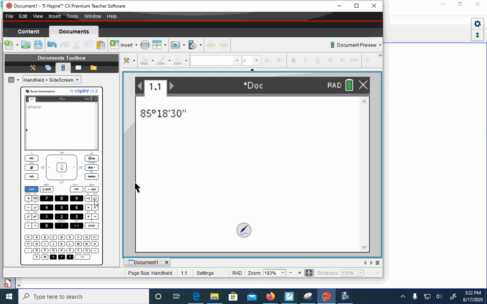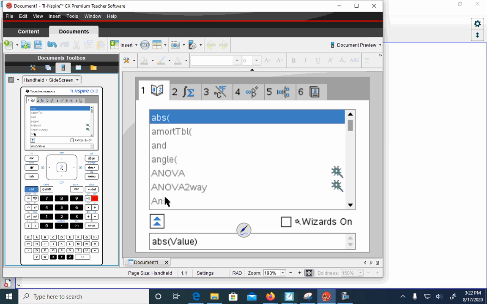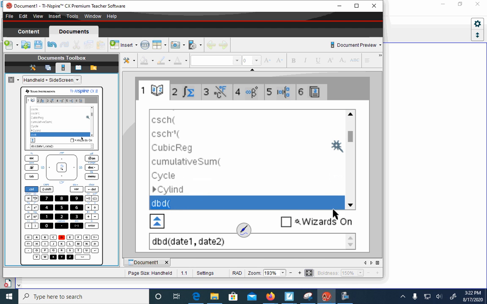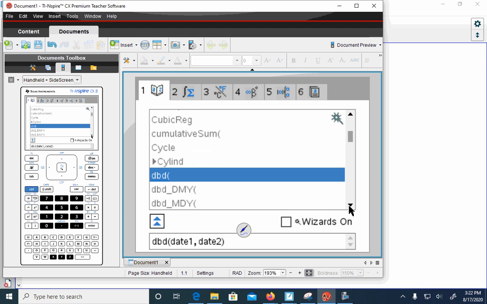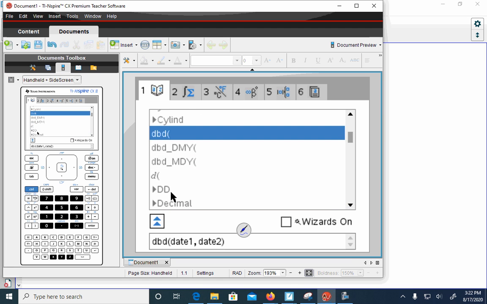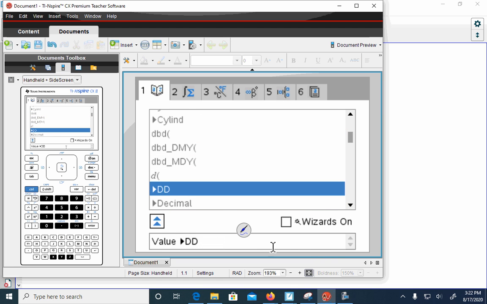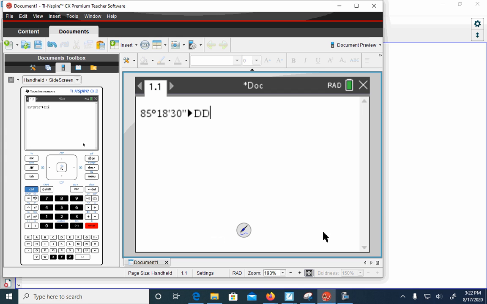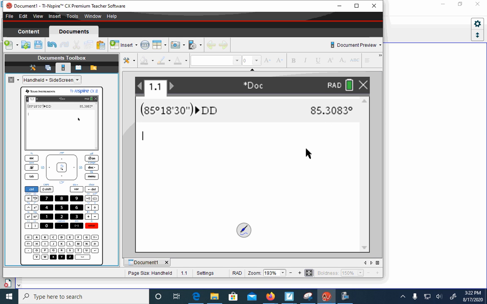Then I'm going to hit the book, and I'm going to type a D in first. It'll take me down to the D's. And then I'm going to search for degree decimal, which is just the 2 capital D's, DD, and I'm going to hit enter. And this is what I see on my screen, the 85 degrees, 18 minutes, 30 seconds, DD. And I'm going to hit enter. And that changes to 85.308 degrees, which would be my final answer.